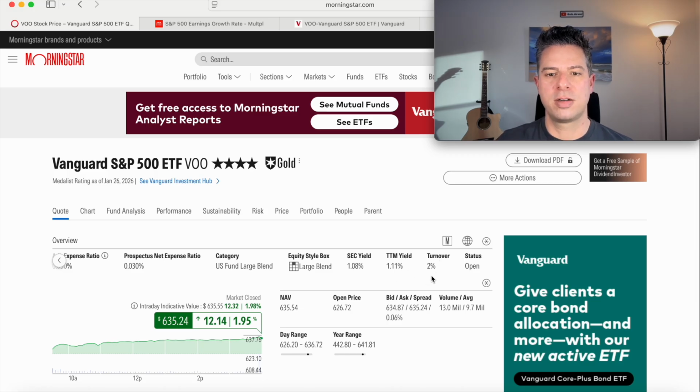So you look over here, another advantage of index funds, the turnover. So I believe that's how many stocks come in and out of the fund in a year, and it's only 2%, which is very low. If you look at actively managed funds, it'll be much higher, and that hurts you in cost and also taxes if you hold this in a taxable account.